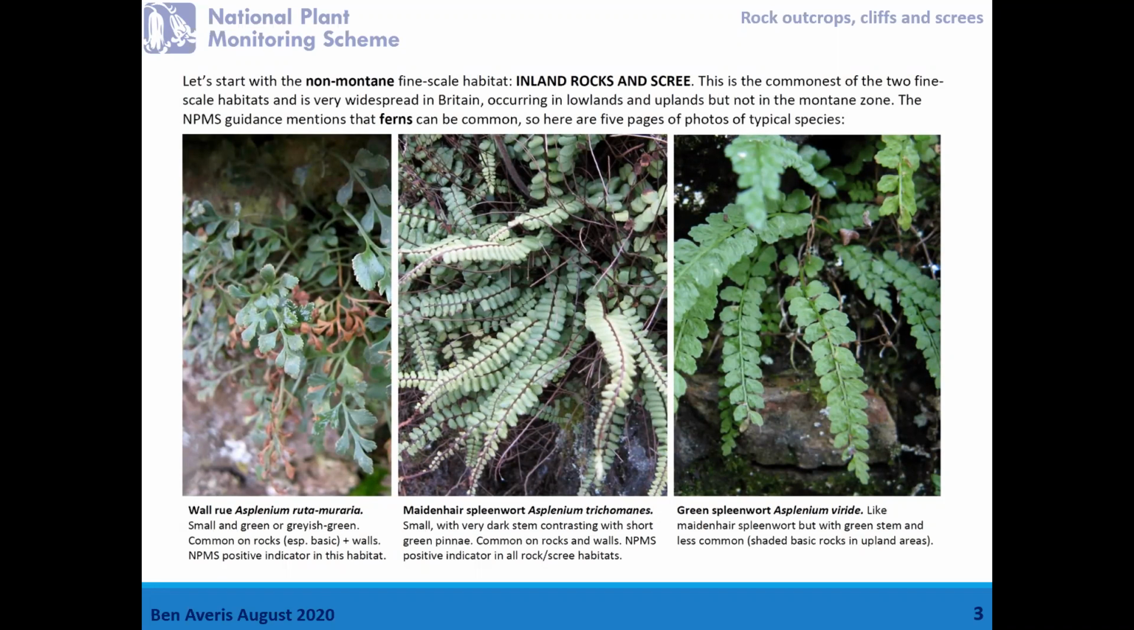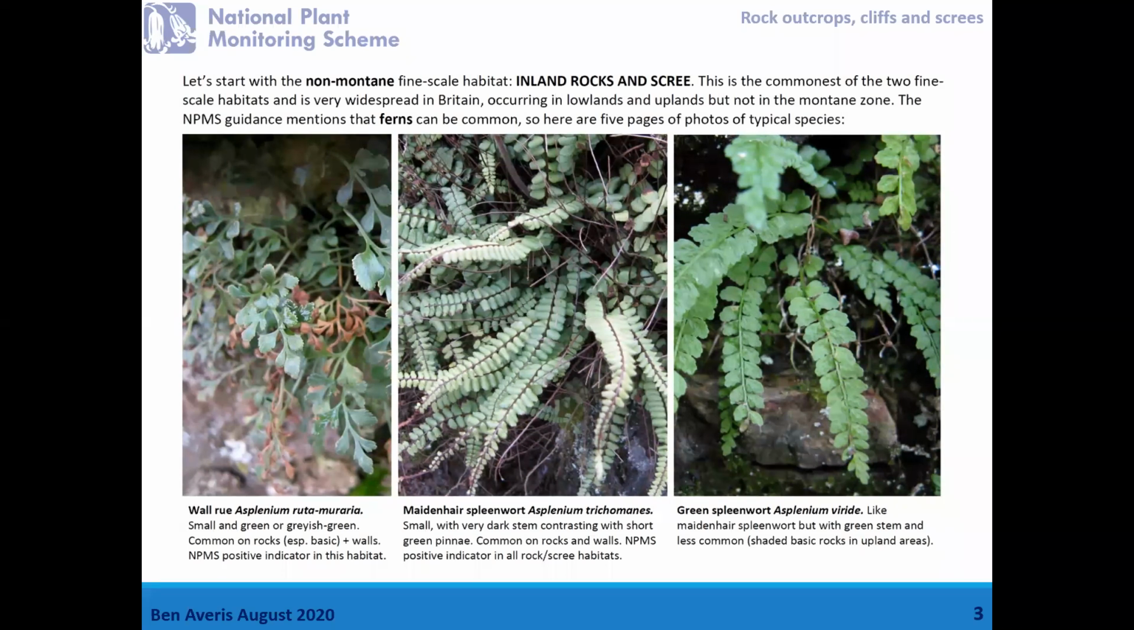The two, the middle one and right one, are both very distinct in that they've got long, thin fronds with lots of what look like leaflets, or pinnae really, along the sides, and they form little clumps on steep rock faces and on walls. In the case of the middle one, the maidenhair spleenwort, it is much the commonest, very common plant on all kinds of rocks and old walls, old buildings, and is an NPMS positive indicator in both of the two fine-scale habitats here.